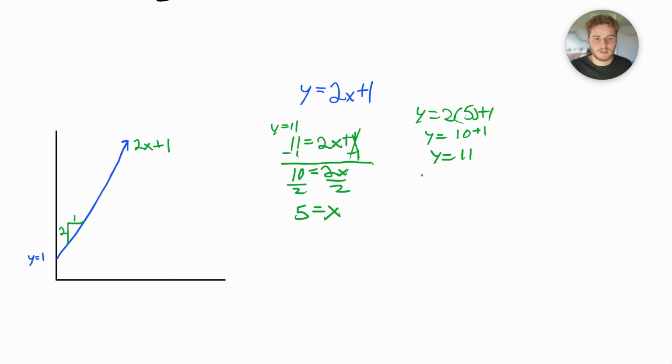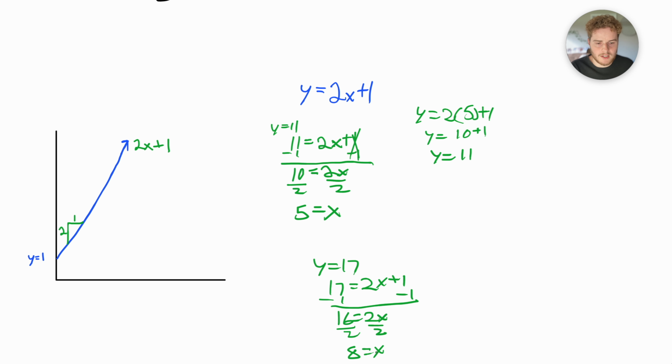And let's look at one last example here. Say that y equals maybe 17. So we have 17 equals 2x plus 1. We're going to have to get that 1 to the left side, so we're going to do minus 1. And we have 16 equals 2x here. We want 1x and not 2x, so we're going to divide by 2. We're going to have that 8 equals x.